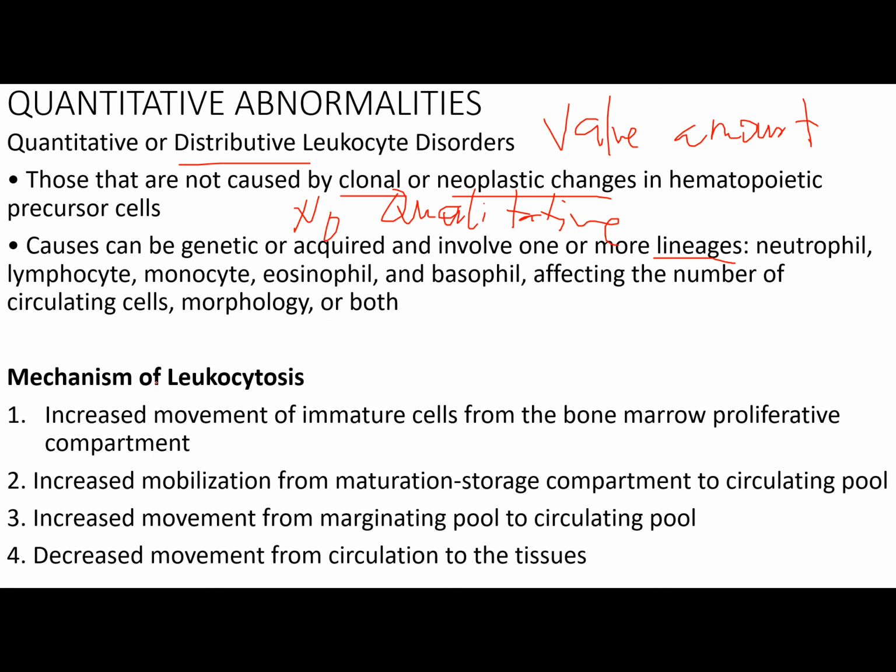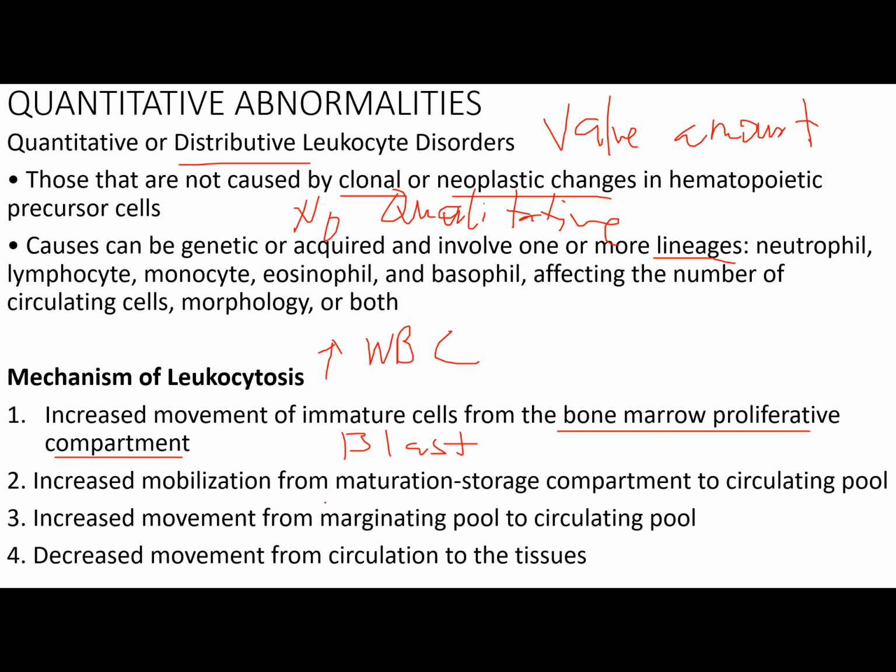Now, we have the so-called mechanism of leukocytosis. Leukocytosis meaning increased WBC. Increased movement of immature cells from the bone marrow proliferative compartment. So when your body, class, continuously produces immature cells known as your blasts, they would go from the bone marrow and into the circulation.